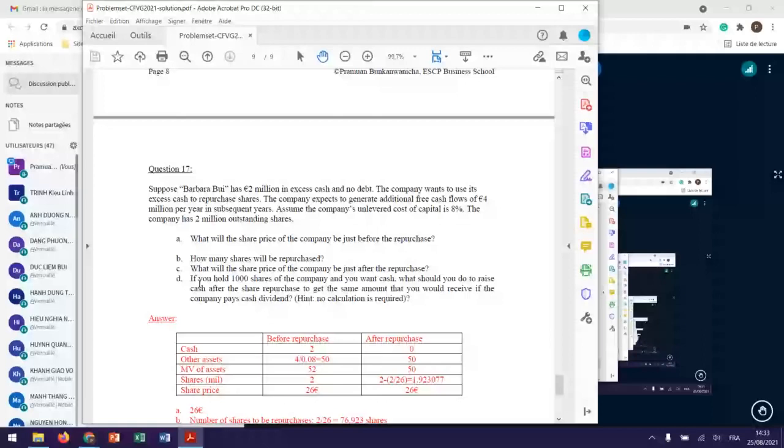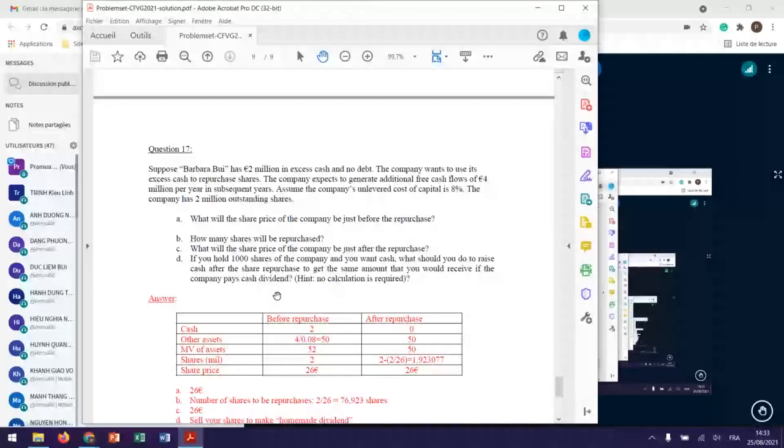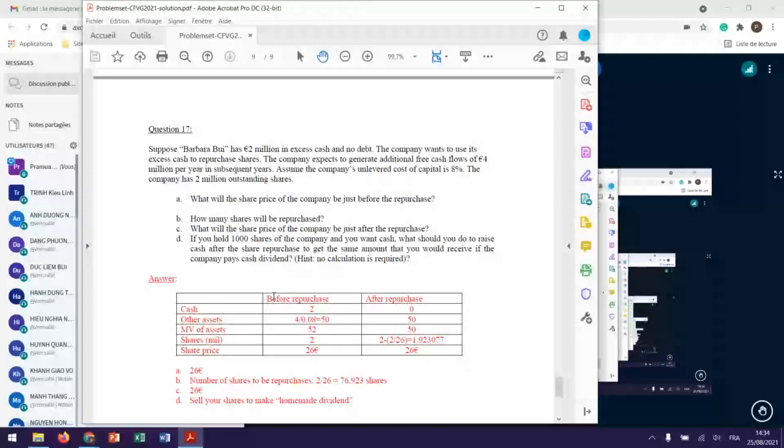If you hold 1,000 shares of the company and you want cash, and the company decided to do a share repurchase, what should you do to raise cash after the share repurchase to get the same amount that you would receive if the company paid a cash dividend? No calculation is required. You just make the homemade dividend: sell your shares to make the homemade dividend.